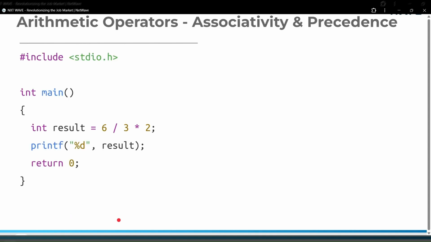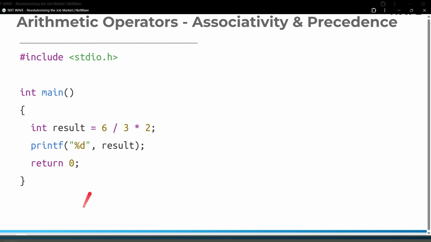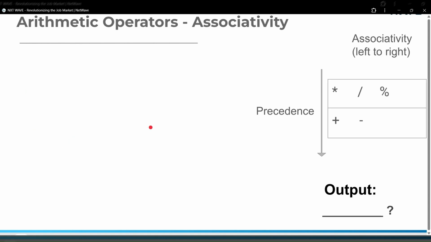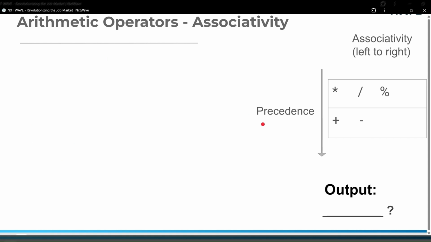Second example. This is another example. Here also it is the same. First of all, observe this. The expression is 6 divided by 3 into 2. Let's check this. First preference is modulus division, second preference is division, third preference is multiplication. So this is the process.